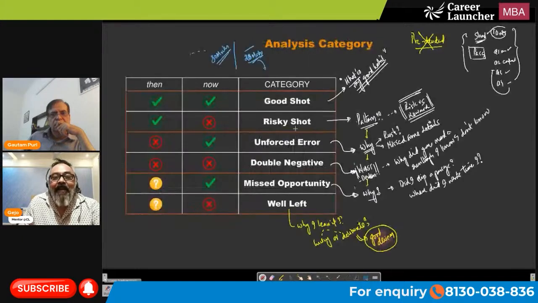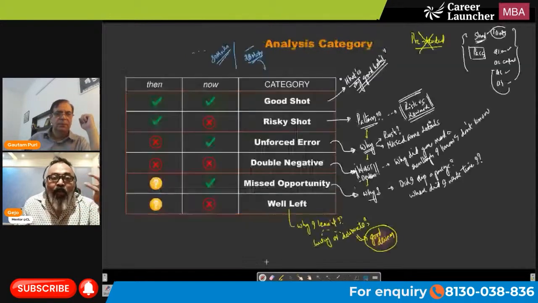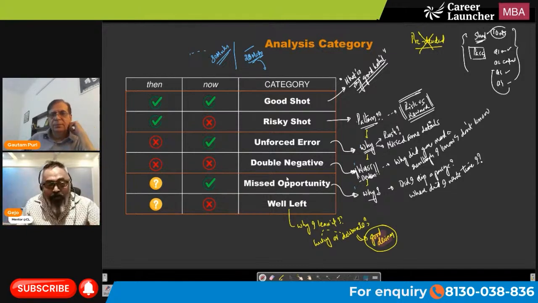Create a grid: how many good shots, how many risky shots. In fact, on the CDC Pro mock interface, these buttons are already there. I'm sure the good shot, risky shot, unfortunate, double negative, you can mark there only when you do the analysis, which is already there. We have created this for you guys.